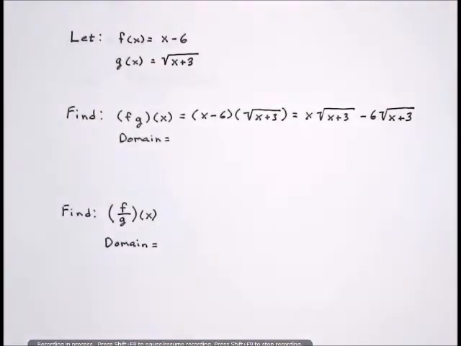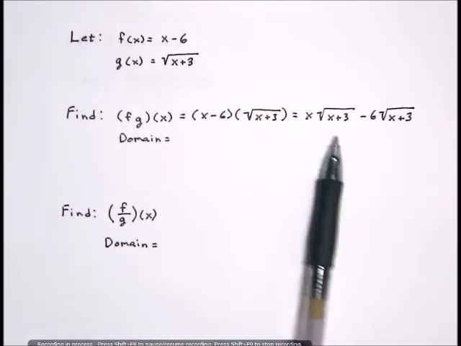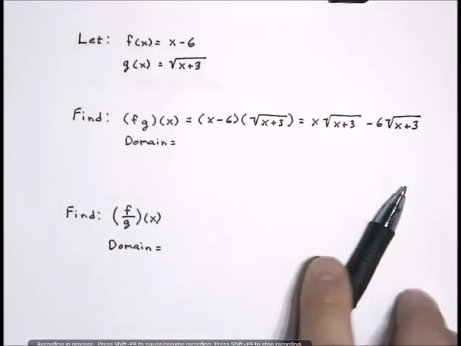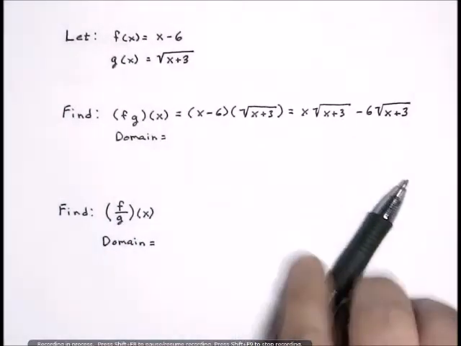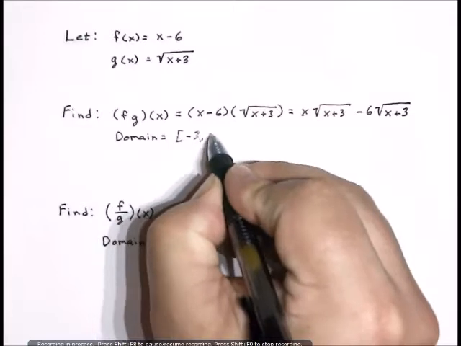And there's my solution. The domain, exactly the same as before. The only thing that's going to cause a problem in the domain are these two radicals. And the answer is going to be just like it was before, -3 to infinity.